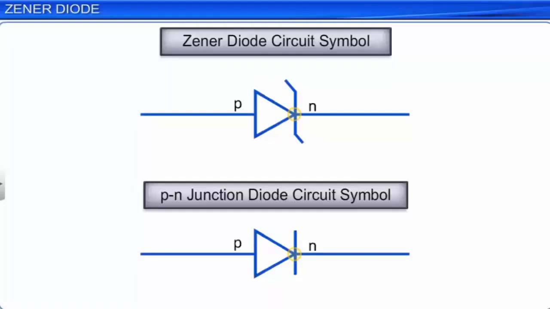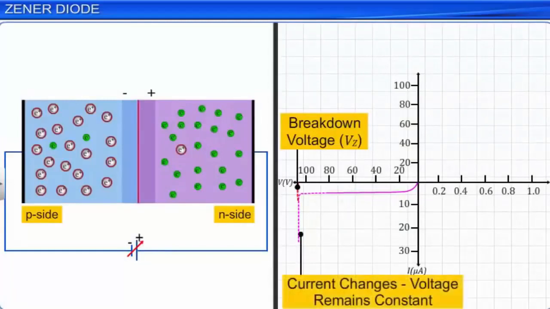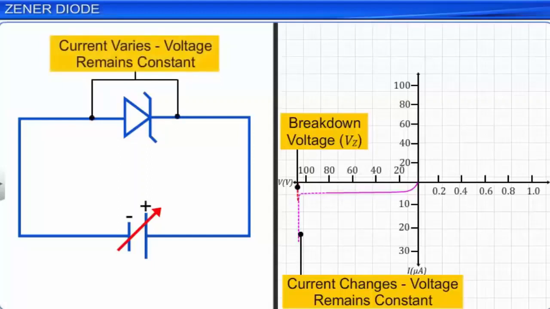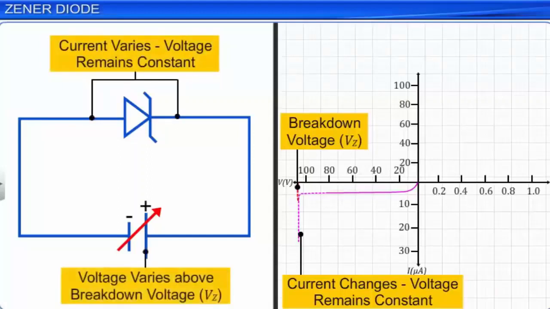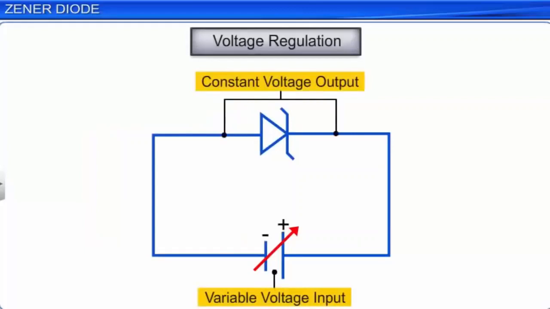Beyond the breakdown voltage, even an insignificant change in the reverse bias voltage can produce a significantly large change in the current. This implies that the voltage across the Zener diode remains constant, even though the current through it varies widely. Thus, a Zener diode can be used as a voltage regulator to convert a variable voltage input into a constant voltage output.